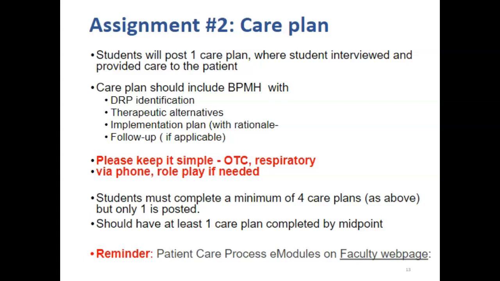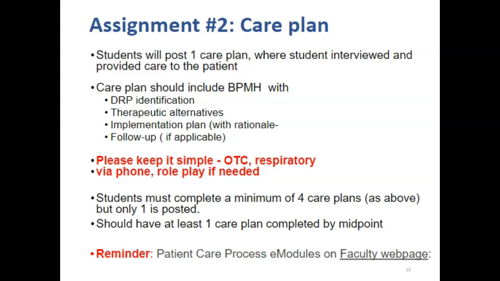Follow-up may not be possible. Again, please keep it simple. These can be simple over-the-counter recommendations that students do. They've also taken COPD, asthma, and smoking cessation in their first-year pharmacotherapy course. And again, it could be role-playing if needed, or via the telephone.